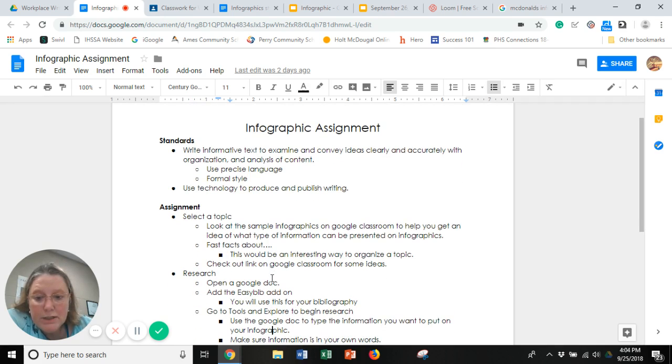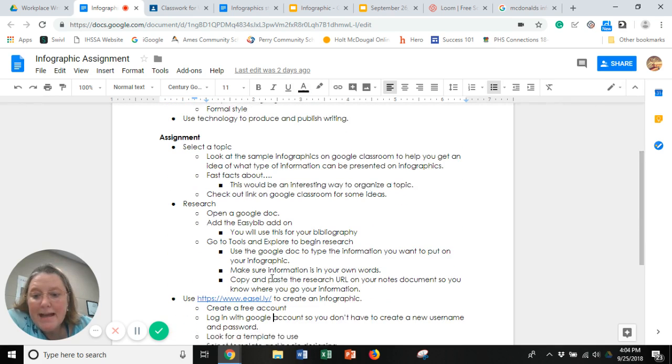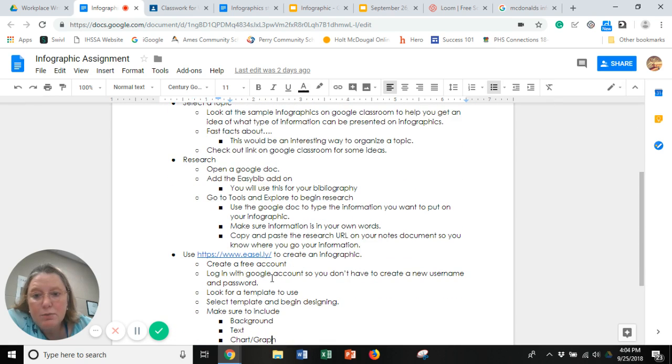You're going to do some research on this topic, and that's what the rest of this is really going over. This part of the handout is about research, and this part of the handout is about using the easel.ly tool, which is where you're going to create your infographic. Depending on how much time you have left in class, I would right now just make sure that you have your topic for your infographic and you're set with that. And then the next video will talk to you about how to do the research. Have a great day.